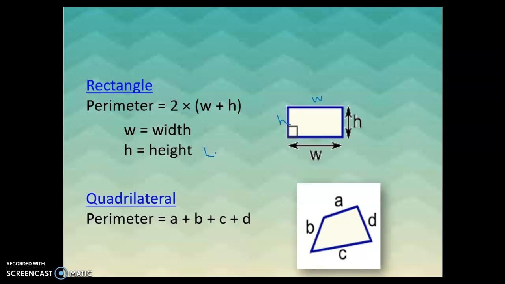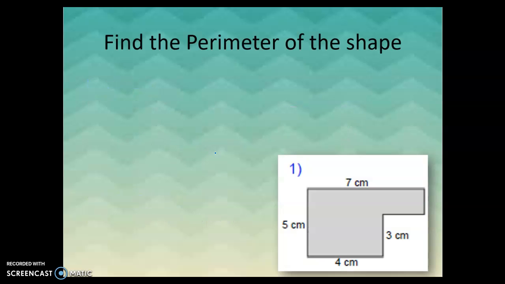Any other quadrilateral, again, we just add up all of the sides. A, B, C, D. Doesn't matter if we're talking about quadrilaterals or really any polygon. Hexagons, pentagons, heptagons, nonagons. You just add up all the sides. So let's take a look at some complex shapes that don't fall under our typical polygon organization chart.